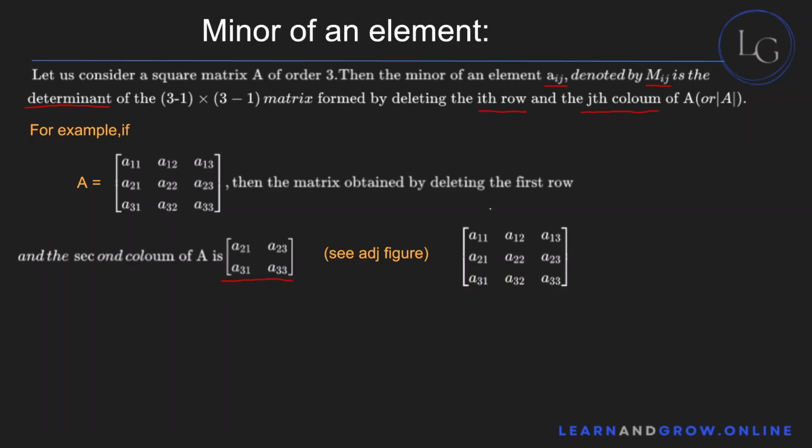So see this. This is basically the elements obtained after deleting the first row and the second column. And if you just find the determinant of this matrix, it will give you M12. It will basically give you the minor of this element, A12. The minor of A12 is basically, this should be in vertical bars, the minor of A12 is basically this.